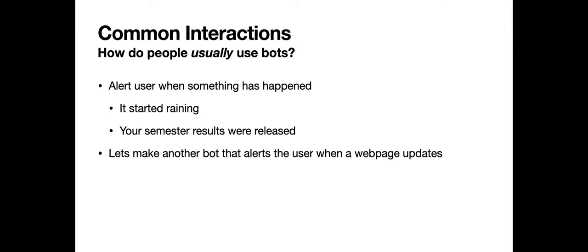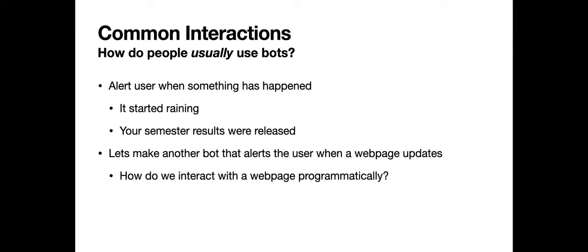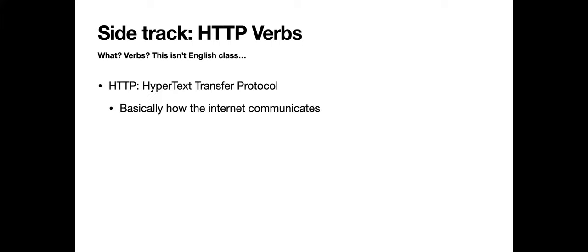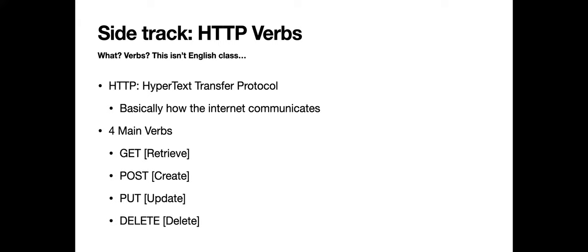So I'm going to take a quick sidetrack to answer the question of how we interact with a web page programmatically. The reason this is important is because if you're going to get information from a web page, you need to do it via code. So the internet communicates with your computer via this thing called HTTP, Hypertext Transfer Protocol. And in HTTP, there are these things called HTTP verbs. The four main verbs are get, post, put, and delete.